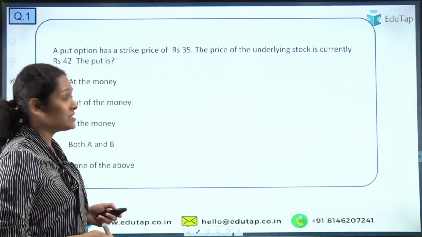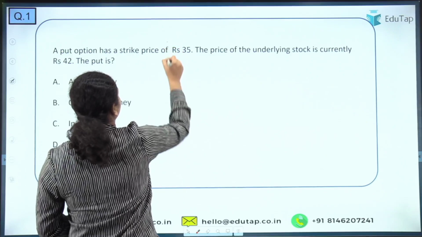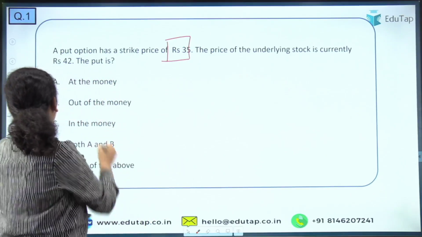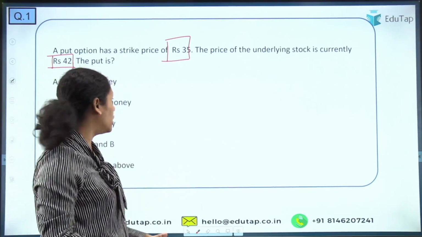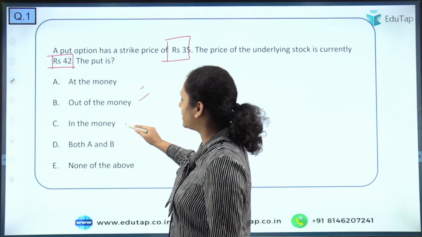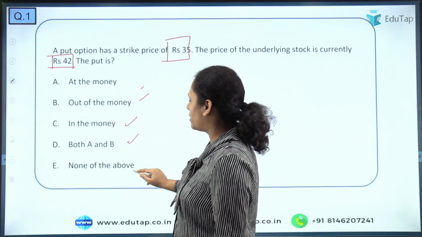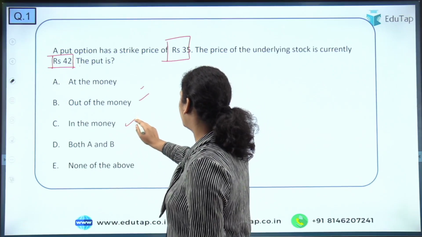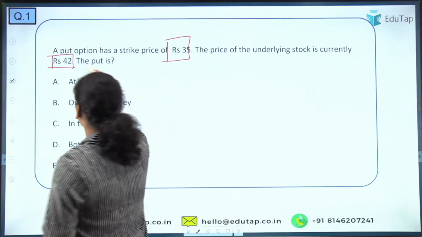The first question says that a put option has a strike price of rupees 35. The price of the underlying stock is currently at rupees 42. Then what is the put option called? Is it at the money? Is it out of the money? Is it in the money? Or is it both at or out of the money, or none of the above? Okay? Now let us first understand what is an option.